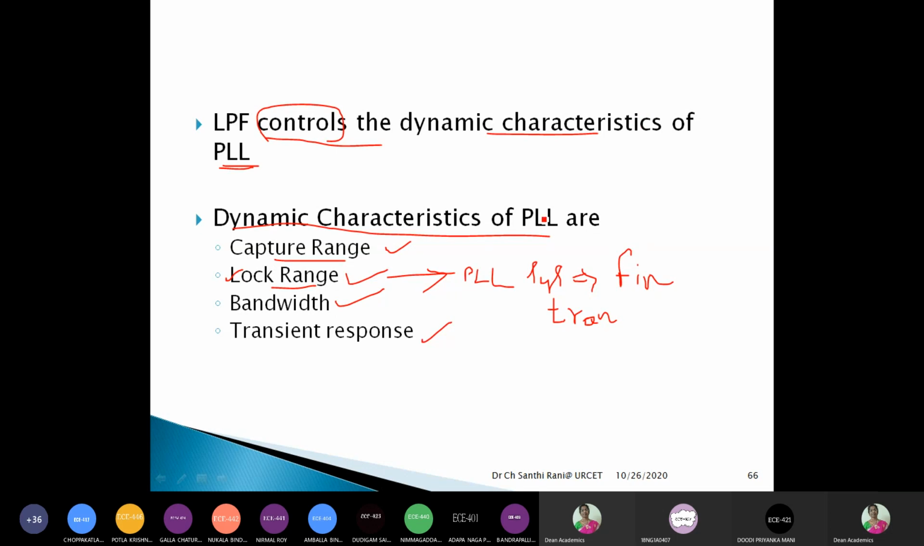Then the next term is capture range. What is the capture range? The capture range is the range of frequencies in which the PLL acquires phase lock. That range of frequencies is called capture range. So this is about capture range and lock range. All these dynamic characteristics are controlled by our low pass filter.